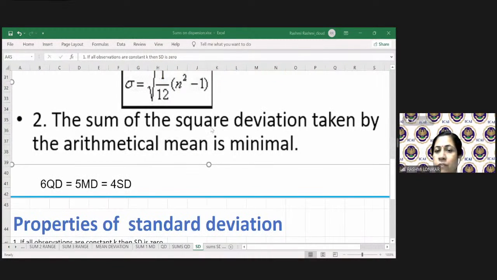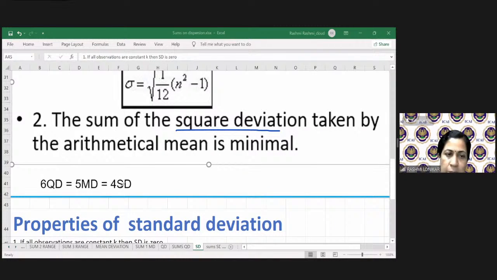Now the sum of square deviations taken from the arithmetic mean is minimum. Okay, here the more important word is square deviation of the arithmetic mean is minimum.